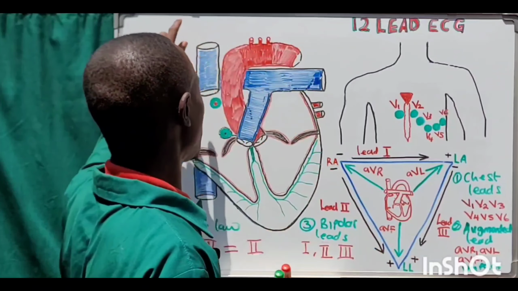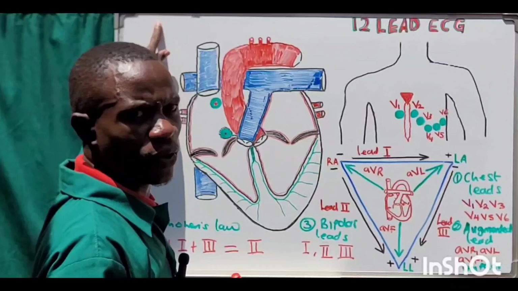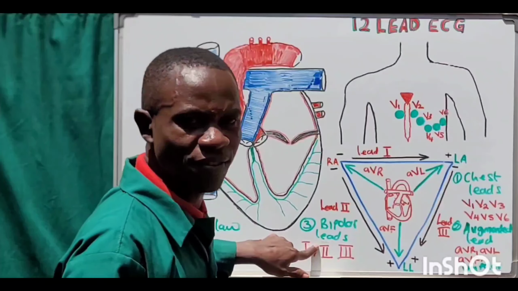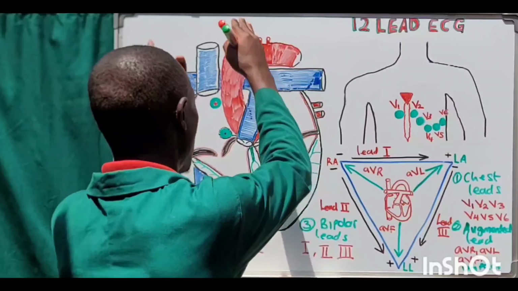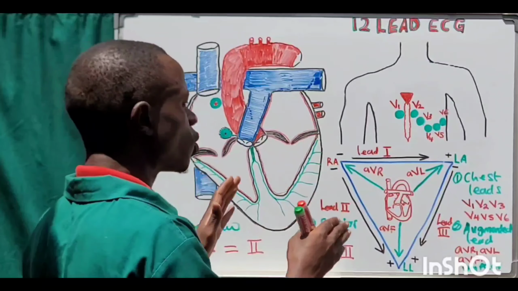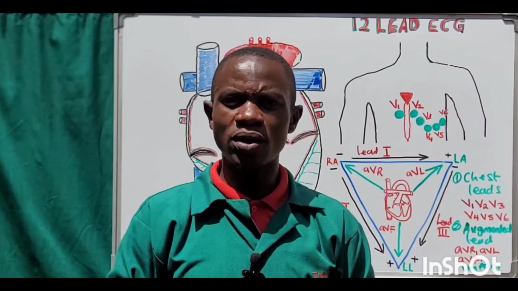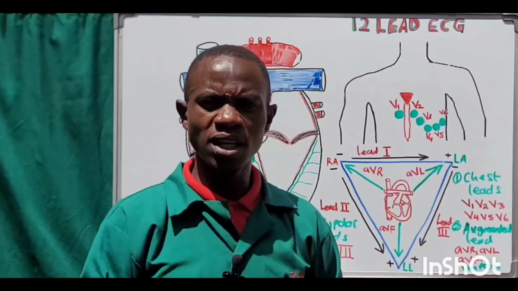We are going to put our negative electrode on the right arm, and then also put a positive electrode on the left leg. And then we are going to see how the electrical activities of the heart help us generate that wave pattern on the ECG paper. Okay, we meet immediately after the break.